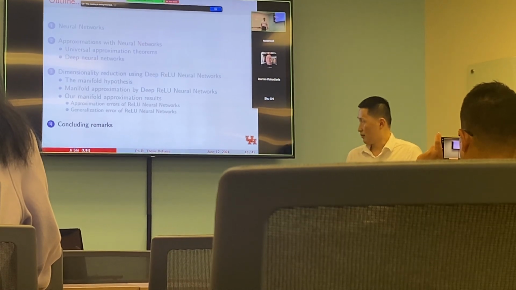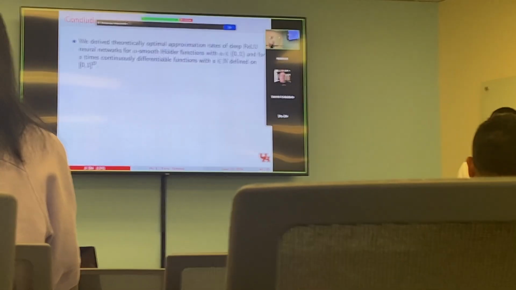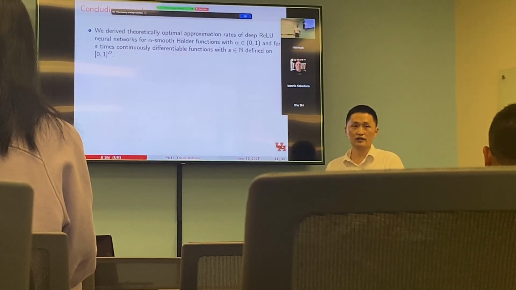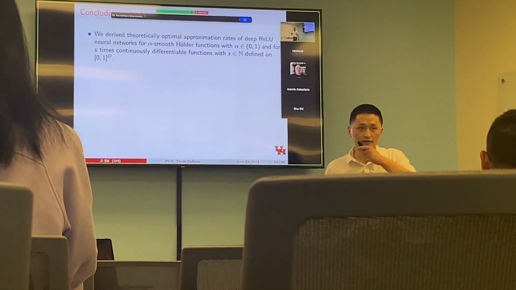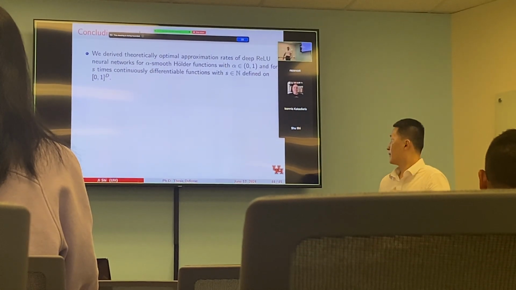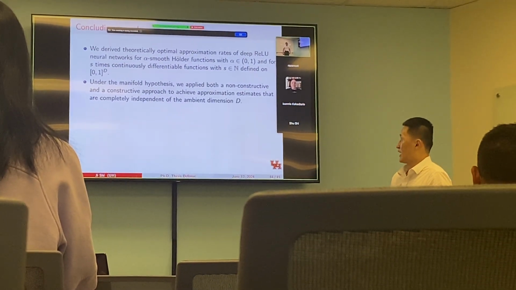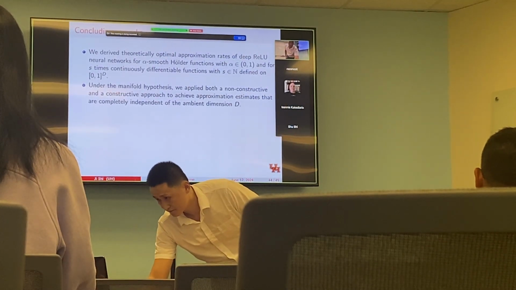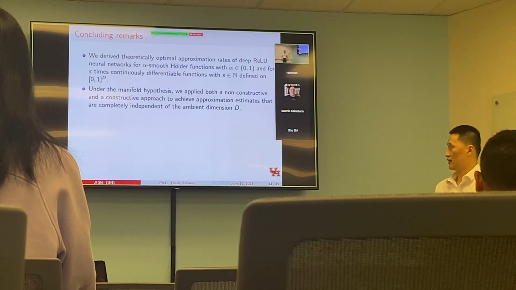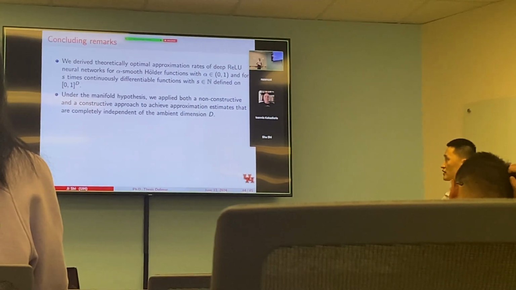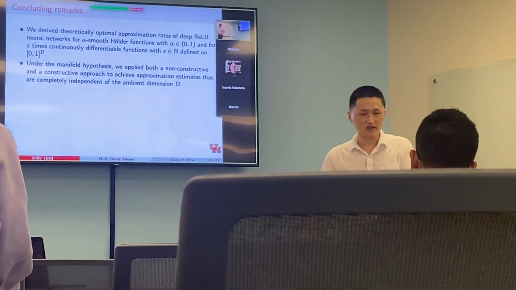Okay, let's move on to the final part. I will give some remarks. In our research, we derived an optimal approximation rate of deep ReLU neural networks for alpha-smooth Hölder continuous functions with the smoothness alpha between 0 and 1, and for s times continuously differentiable functions defined on the unit cube [0,1]^D. And under the manifold hypothesis, we apply both non-constructive and constructive approaches to achieve approximation estimates that are completely independent of the input dimension capital D.